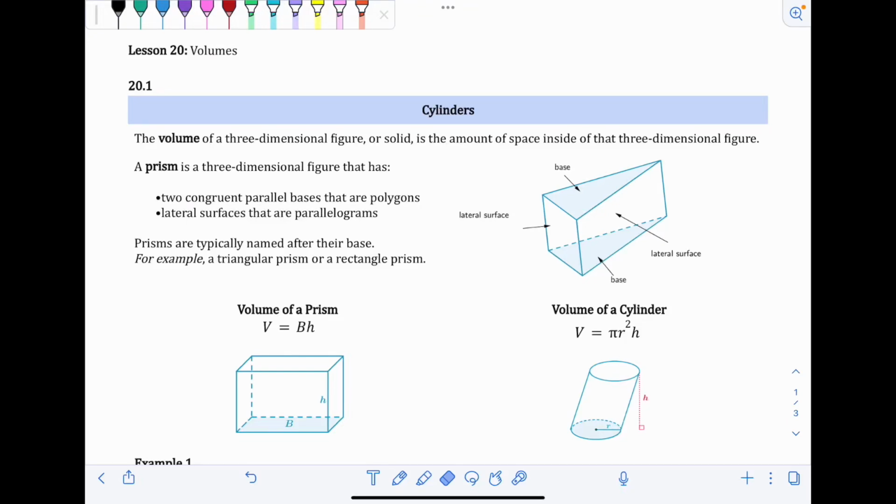Lesson 20 is all about volumes of different figures, and in 20.1 we're going to look at cylinders. We're going to start with prisms though.